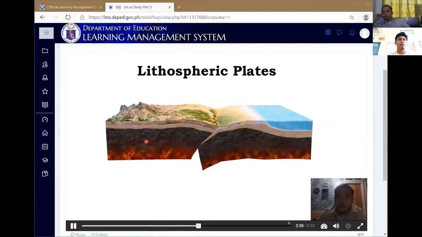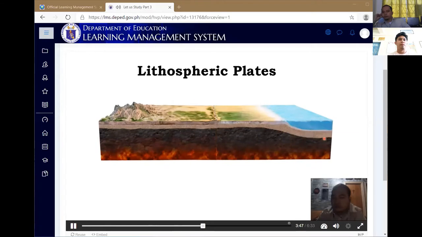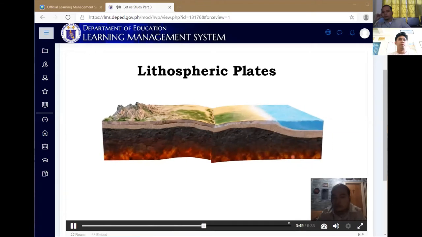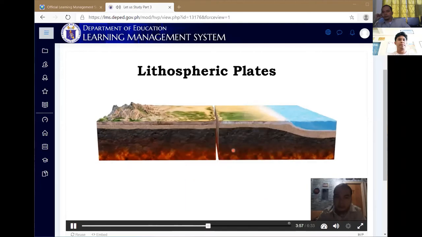Okay, we have here an example of this plate. There are two kinds of plates here. This one is the continental plate because it has a continent, and this one is the oceanic plate because it lies beneath the ocean. These are types of hemispheric plates.